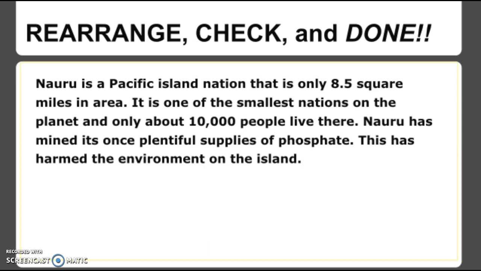Nauru is a Pacific island nation that is only 8.5 square miles in area. It is one of the smallest nations on the planet, and only about 10,000 people live there. Nauru has mined its once plentiful supplies of phosphate. This has harmed the environment on the island.